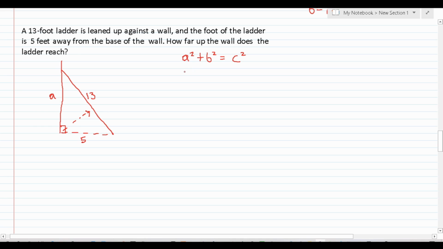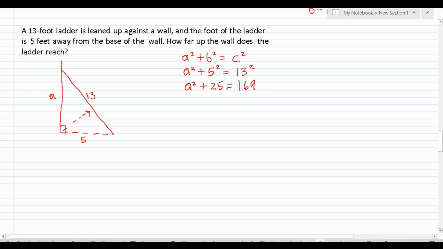Again, we're trying to solve for a, so we'll leave that as a squared plus, again, I let 5 be b, so we'll plug that in accordingly. 5 squared equals c, in case it's not obvious, is always going to be across from the right angle, which means it's going to be 13 squared in this case. So let's keep solving. Again, according to the order of operations, we have to deal with exponents next. So this is going to be a squared plus 5 squared, which is 25, equals 13 squared, which is 169.